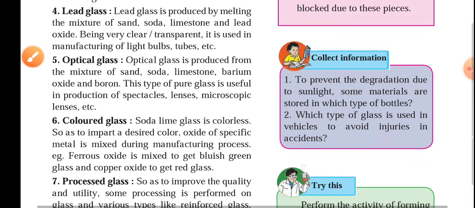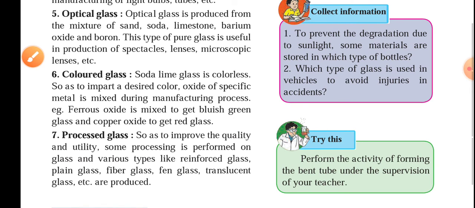The next one is optical glass. Optical glass is produced from a mixture of sand, soda, limestone, barium oxide and boron. This type of pure glass is useful in the production of spectacles, lenses, microscope lenses, etc.